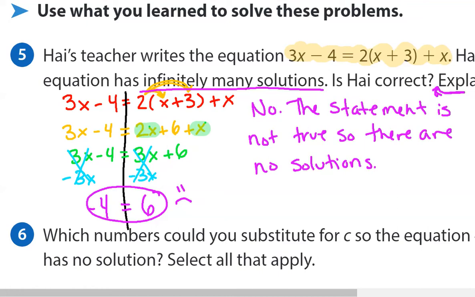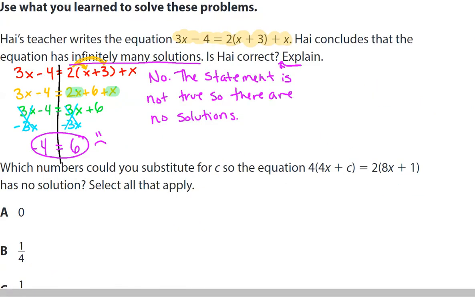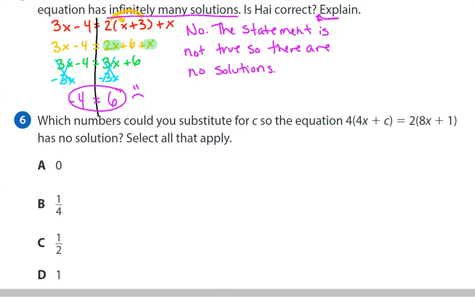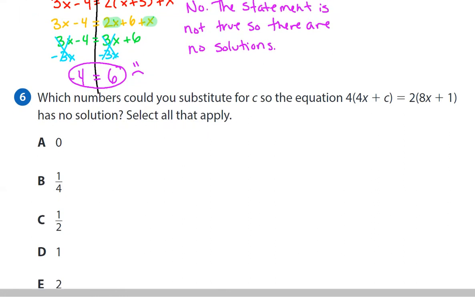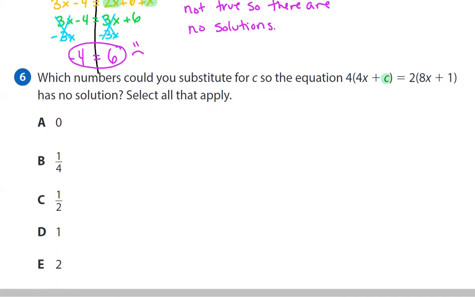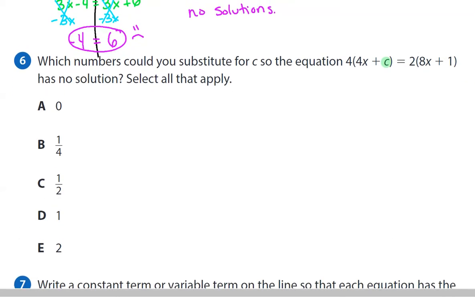Okay, let's see what the next one is. Number 6, which numbers could you substitute for C, right here, so that the equation has no solution? Select all that apply. Well, let's try them out, shall we?